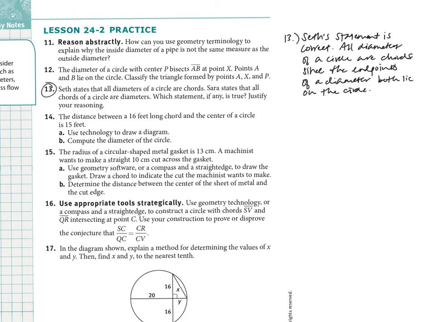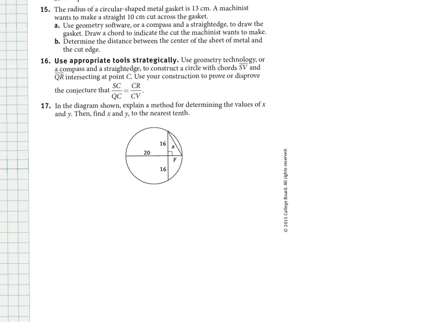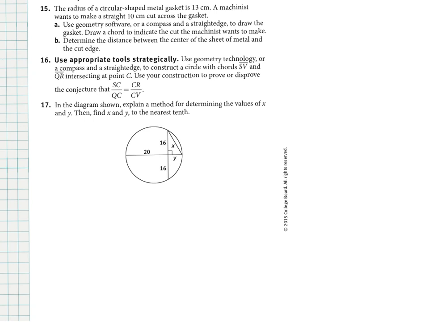Alrighty. Now, the next problem we're going to go on to is number 17. So let's look at number 17. It says in the diagram shown, explain a method for determining the values of x and y. Then find x and y to the nearest tenth. So I want you to pause the video right here, look this over, and come up with a method for figuring out how to find x and y.